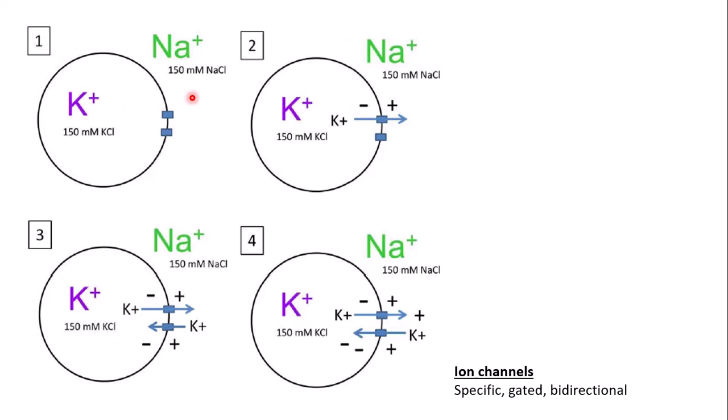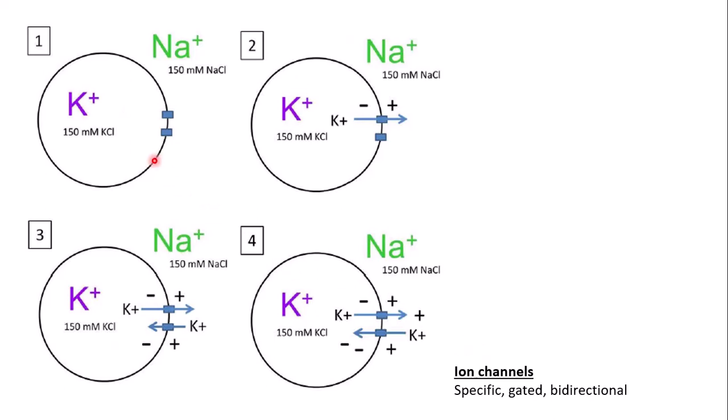They can be ligand gated, meaning you need a molecule that binds to the channel to open it, or voltage gated, meaning they are opened by a certain voltage across the membrane. The channels are also bidirectional, meaning once a channel is open, ions can flow in both directions, both in and out of the cell, depending on the direction of the gradient.